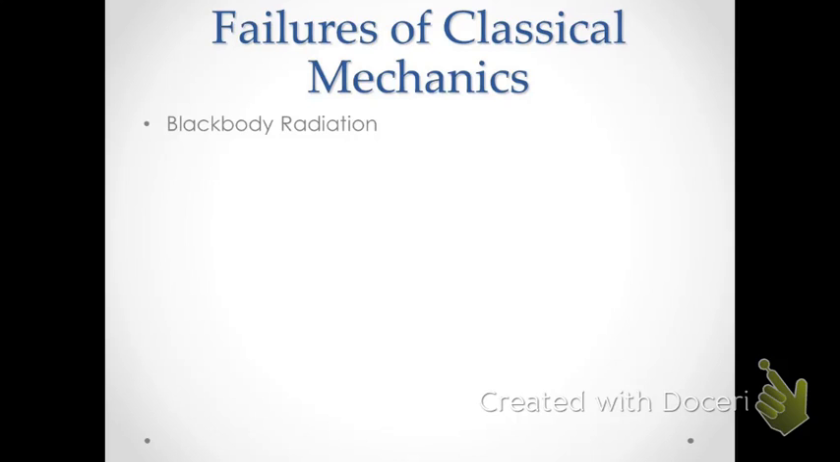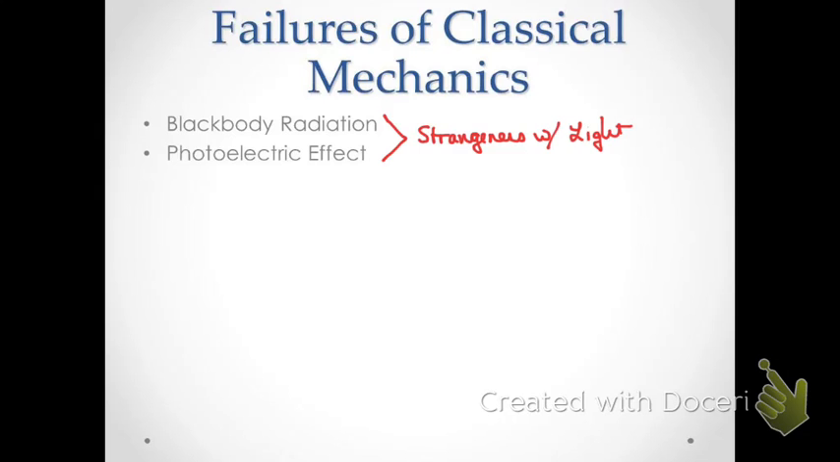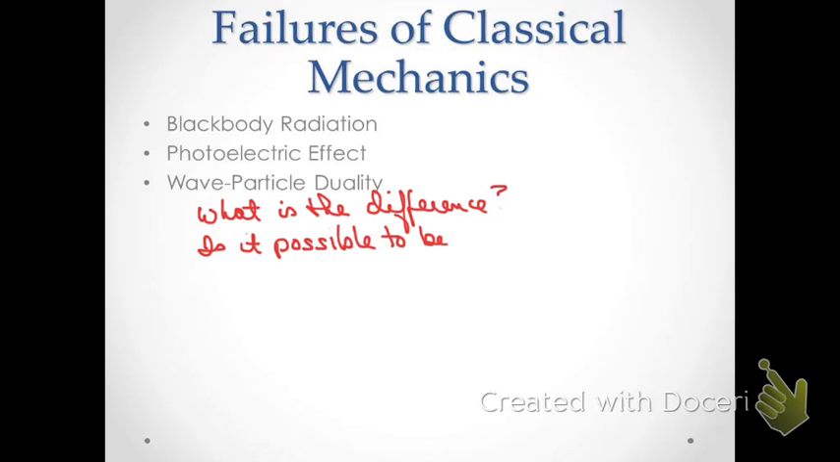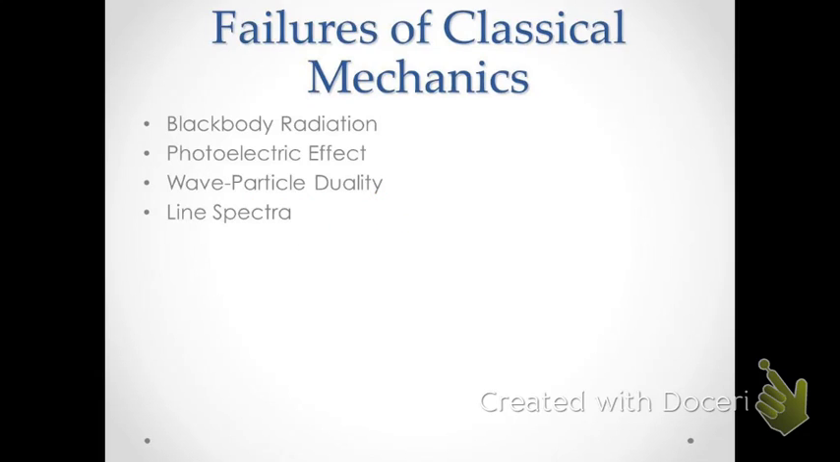significant failures of classical mechanics: black-body radiation, the photoelectric effect, both of which have to do with strange behavior of light that could not be explained with classical theory, wave-particle duality, where we ask what's the difference between a wave and a particle, and is it possible for something to behave as both? And then finally, line spectra, which are the kinds of things that you're looking at when you are doing a spectroscopic examination of a particular substance.